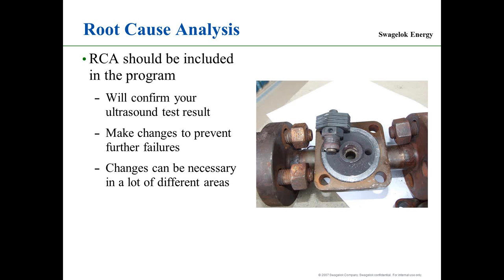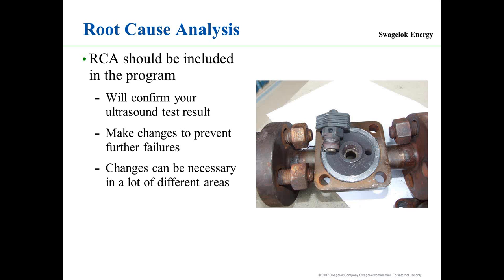Now, I'm done testing. So, the next thing I want you to do is institute root cause analysis. It has to be part of your program. So the team says, hey, yeah, this one's failed. We mark it, tag number, say tag number 64, take it out of operation.